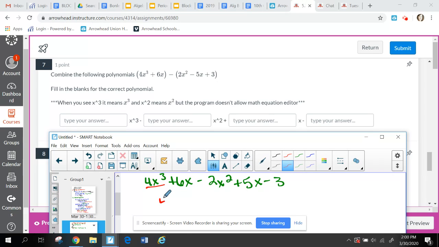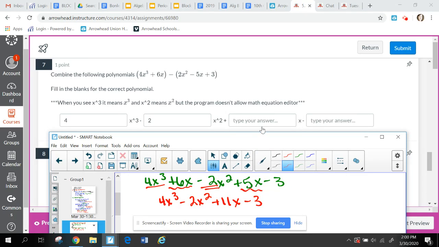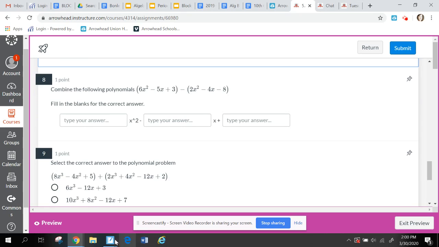I only have this term for x to the third. I only have minus 2 for x squared, and then I can combine like terms. So then this would be plus 11x, and then I only have one constant of minus 3. So if I go ahead to fill these in, I'm going to have 4x to the third minus 2x squared, and then I had 11x minus 3. So we're just filling in the coefficients for each of those. Okay. One last one like that.